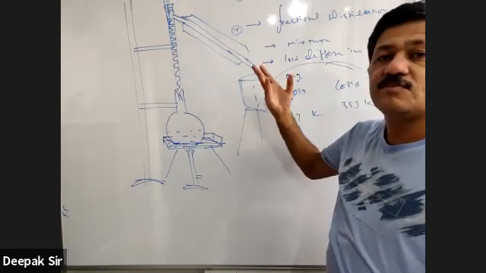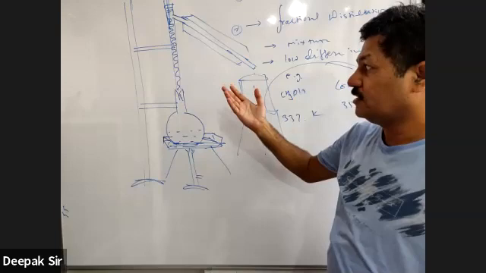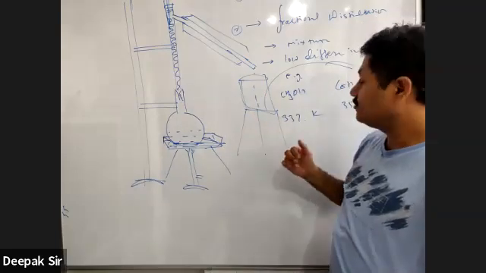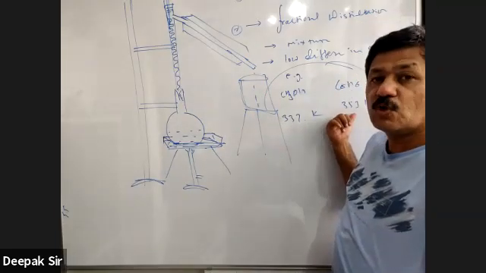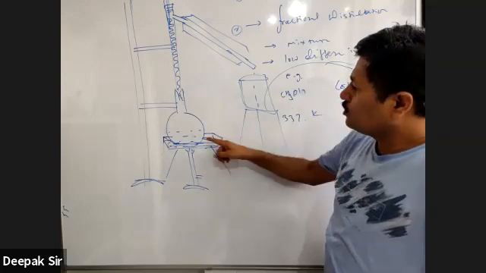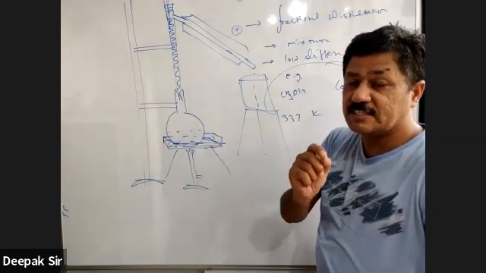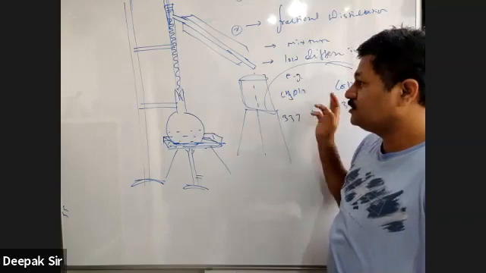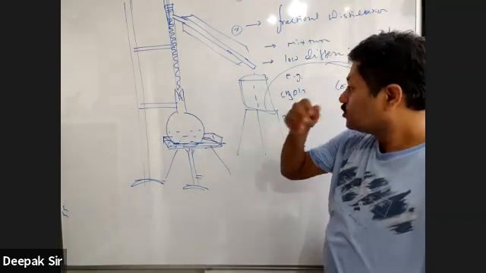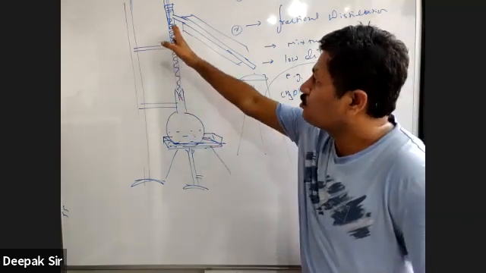So when it is heated, the moment the temperature reaches 337 Kelvin, this methyl alcohol starts vaporizing. Benzene's boiling point is higher, so it does not vaporize over here. It may happen that some molecules of benzene vaporize because of heat. So the vapors travel over here through this fractionating column.